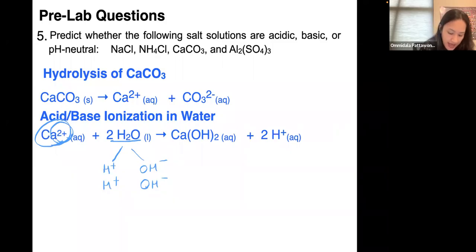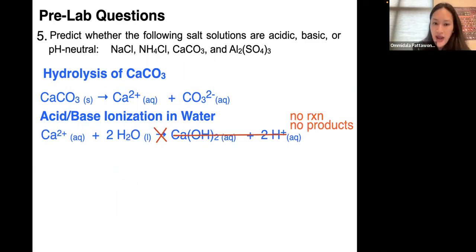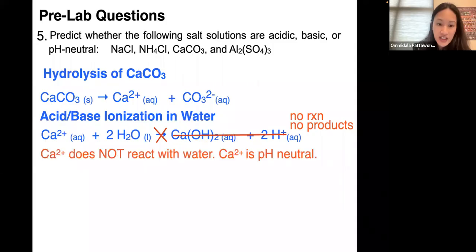Note that again, for calcium hydroxide, you look up the list of strong bases, and this one is one of the strong bases. Therefore, it will not yield a molecule of strong base, because strong bases want to dissociate. It doesn't want to stay as a molecule like this; it wants to stay as calcium ion and hydroxide ion. So that means this reaction right here will not occur. There is no reaction, no product will form. To summarize, calcium ion does not react with water, so calcium ion is pH neutral.